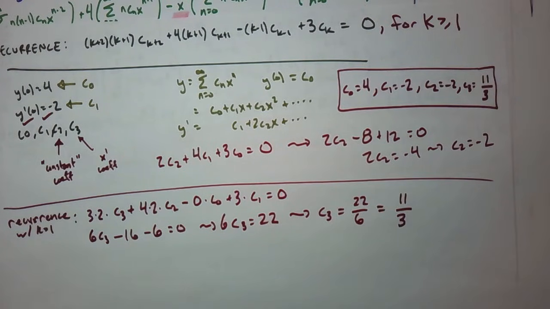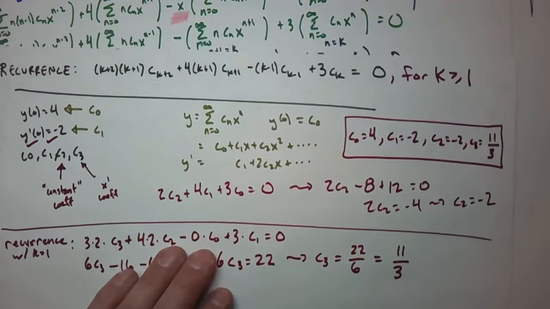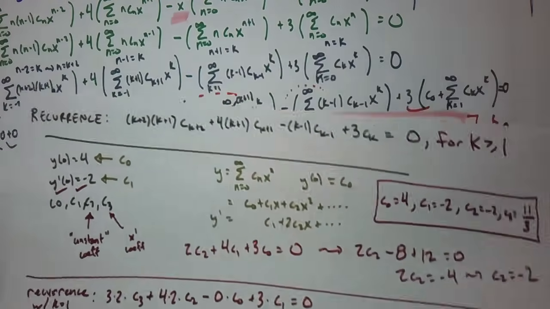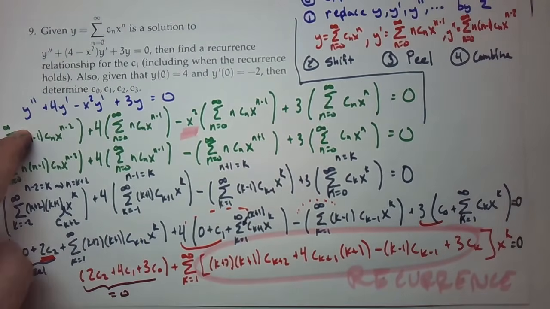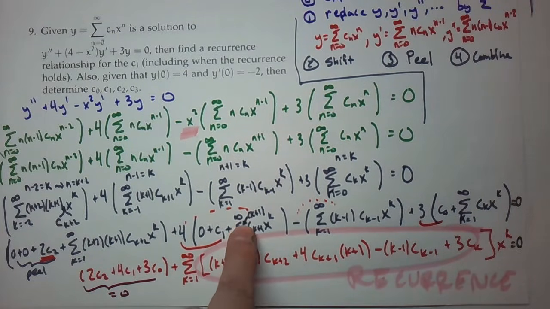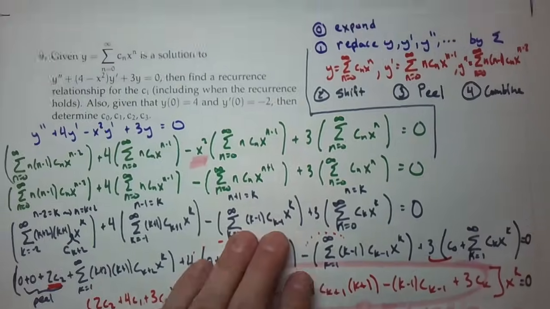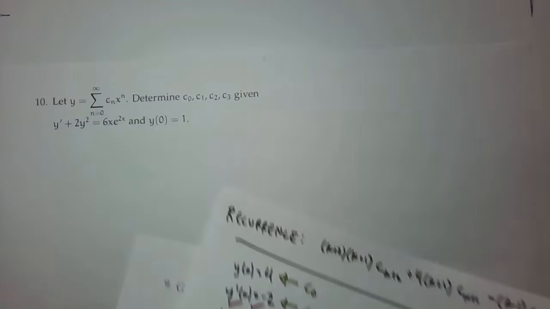All right, that's number 9. So the recurrence relationships, once you understand this idea of expand out, replace all the y's, shift, peel, combine, it's going to go quick. If you understand the idea, it's all mechanical. And the biggest obstacle you'll have is forgetting to copy stuff down like I did. Practice.